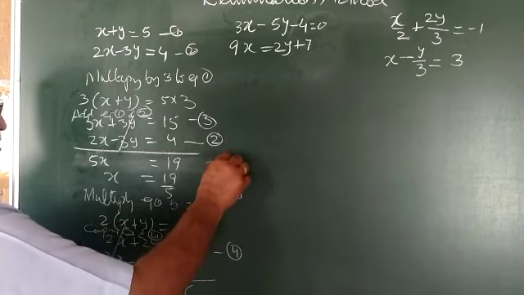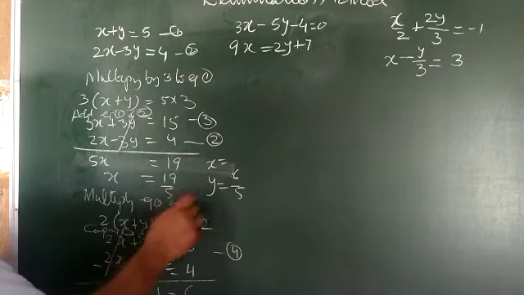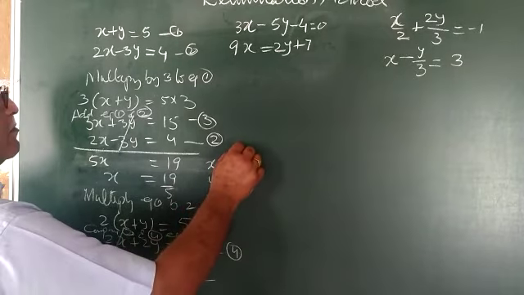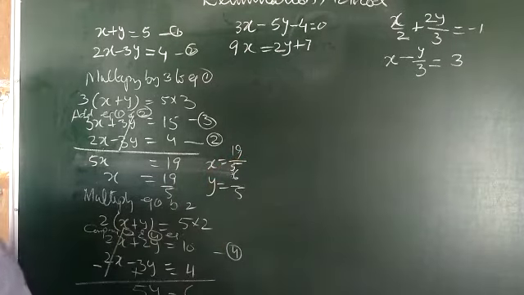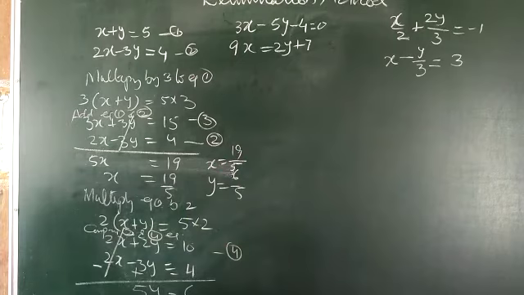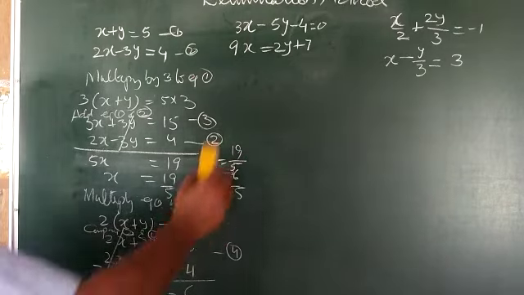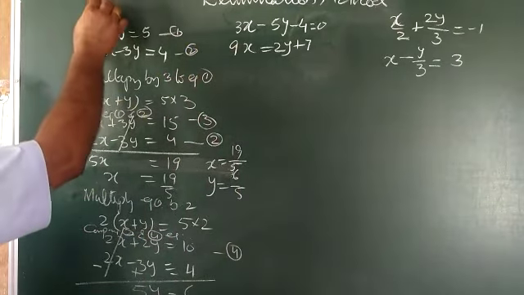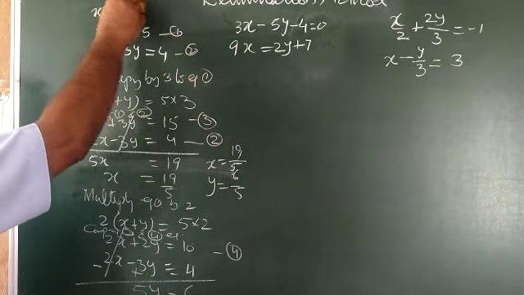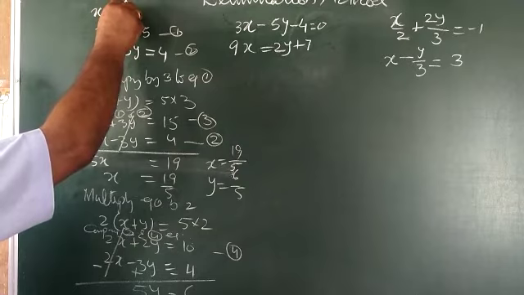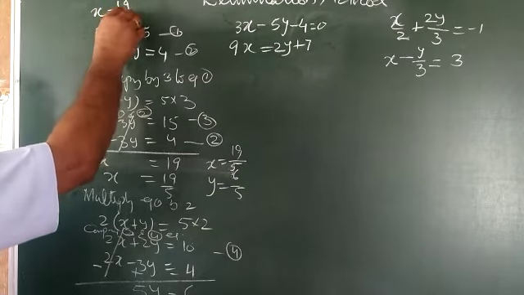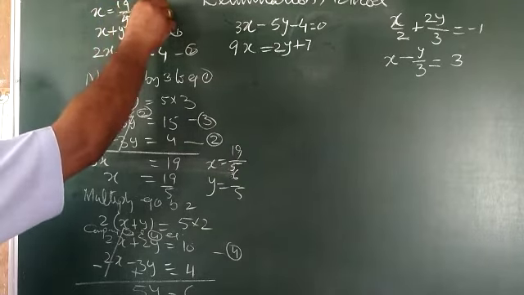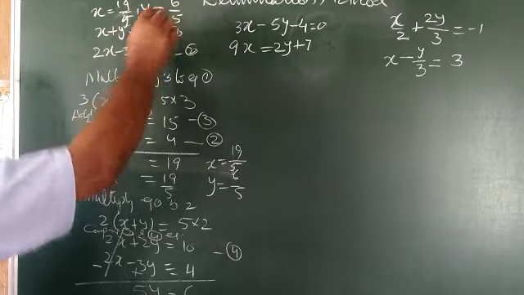What we got? We got x as 19 upon 5 and we got y is equal to 6 upon 5. So this way we got the solution of x and y. This is the two equation: x is equal to 19 upon 5 and y is equal to 6 upon 5.